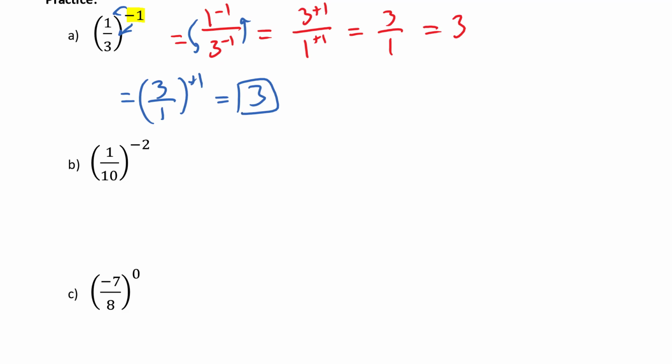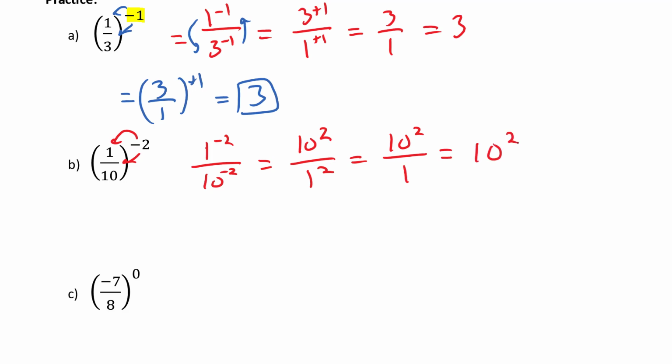Let's try B. Minus 2, 1 to the minus 2 over 10 to the minus 2, giving me, in this case here, 10 to the 2 over 1 to the 2. In this case here, 10 to the 2. 1 squared is just 1. 10 squared, which gives me 100. Again, alternatively, we see there's a minus sign. I can flip this, make that a positive symbol. 10 squared equals 100.